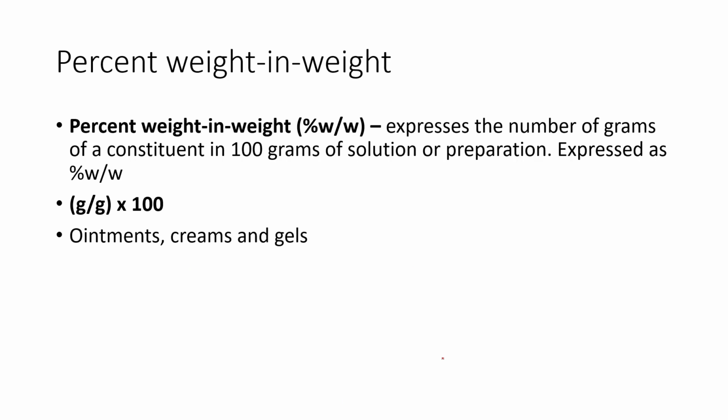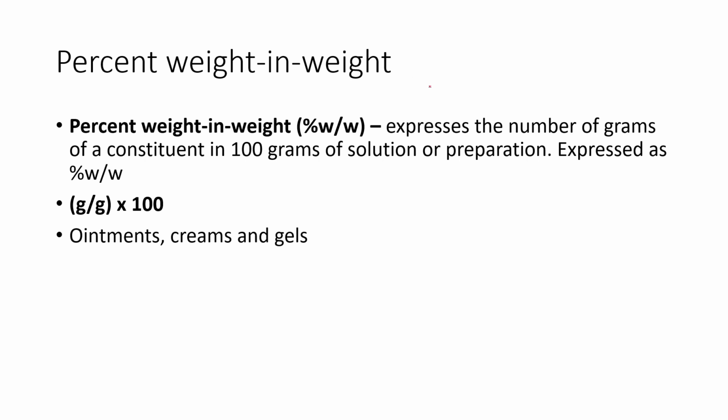The next one is percent weight in weight. Percent weight in weight expresses the number of grams of a constituent in 100 grams of solution or preparation, expressed as percent weight in weight. So ang formula po natin is grams over grams times 100. So this is usually applicable for our ointments, creams, and gels. Mapapansin nyo po ito commonly sa ating mga creams, ointments, and gels.